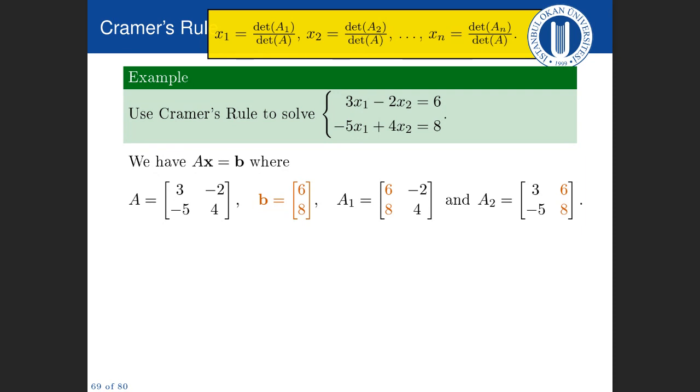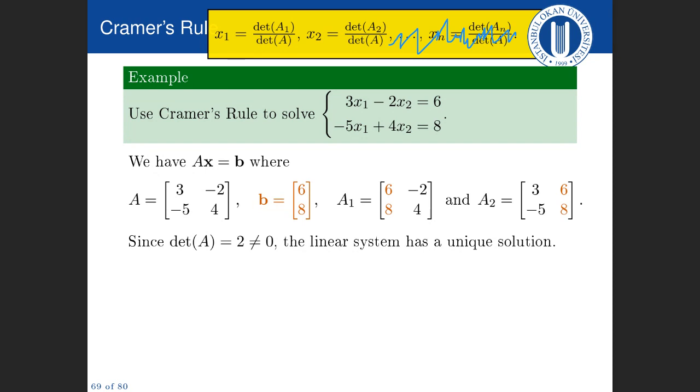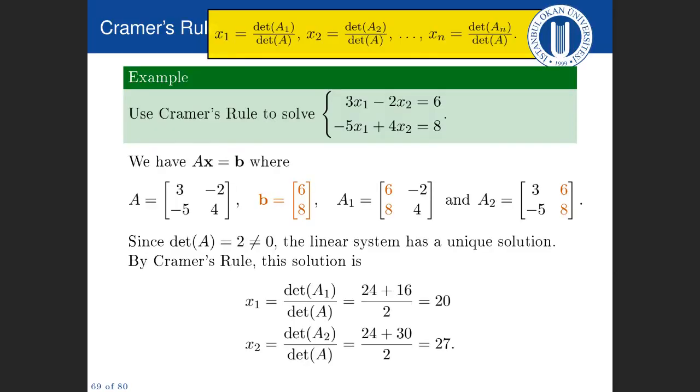What is the determinant of A? The determinant of A is 2, which is not 0. So by Cramer's rule, this linear system has a unique solution. And also by Cramer's rule, we can use the formula in the yellow box at the top. We have a 2 by 2 matrix, so only the first two. x1 is the determinant of A1 divided by the determinant of A, and x2 is the determinant of A2 divided by the determinant of A. So x1 is 24 plus 16 divided by 2, or 20, and x2 is 24 plus 30 divided by 2, or 27.